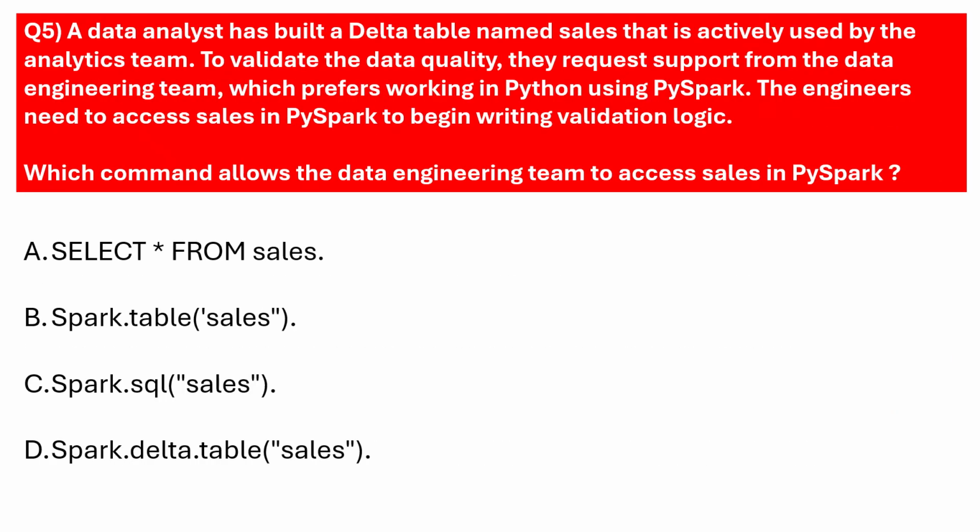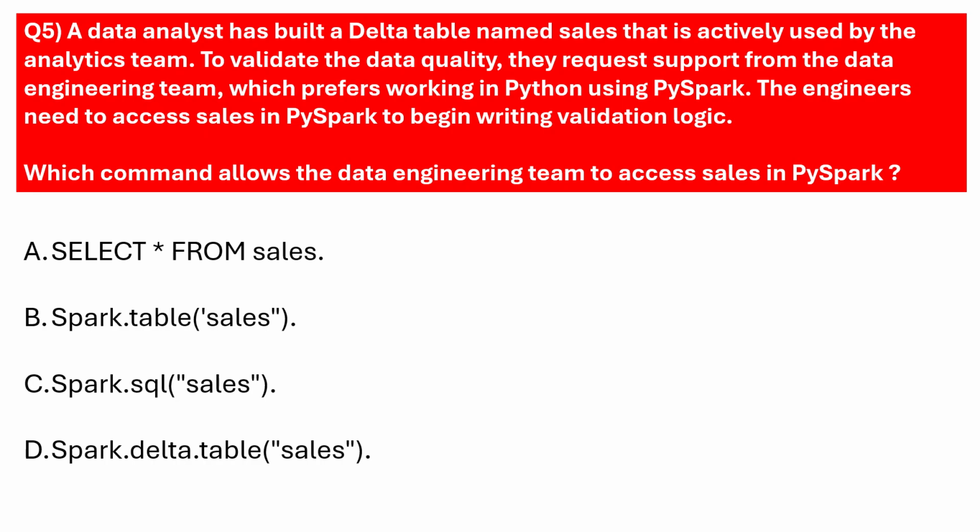Q5. A data analyst has built a Delta table named Sales that is actively used by the analytics team. To validate the data quality, they request support from the data engineering team, which prefers working in Python using PySpark. The engineers need to access Sales in PySpark to begin writing validation logic. Which command allows the data engineering team to access Sales in PySpark?